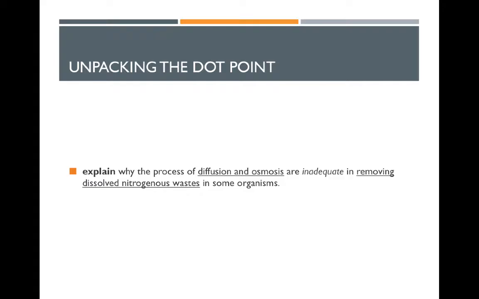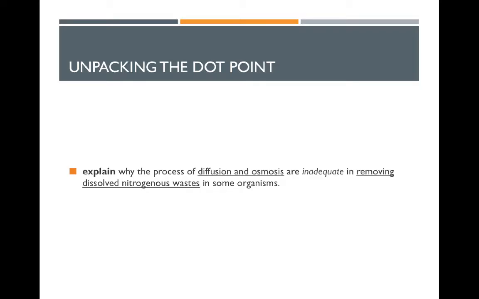Our word is explain for this one. So when we explain, we give the relationship between things, or we talk about the cause and the effect, or we just give a reasonably detailed explanation of why. Okay, so we're looking at why the processes of diffusion and osmosis are inadequate, so why they don't work to remove dissolved nitrogenous wastes in some organisms.